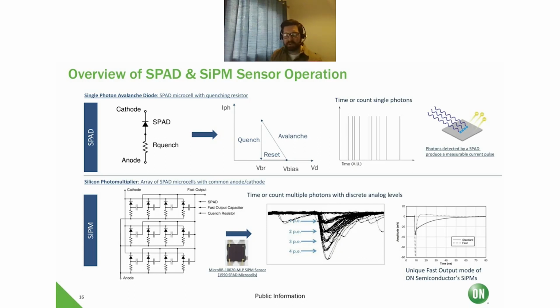Unique to onsemi SiPMs is the fast output. This is a capacitively coupled output connected to each of the microcells or SPADs. It produces a narrow voltage pulse where the amplitude of the pulse is proportional to the number of microcells that have triggered. The pulse width is generally on the order of around 1 nanosecond. Due to this narrow pulse width and not being constrained by the recovery time of the standard output, it can be used to measure higher photon count rates. The fast output is AC coupled, and so it doesn't carry any DC information.